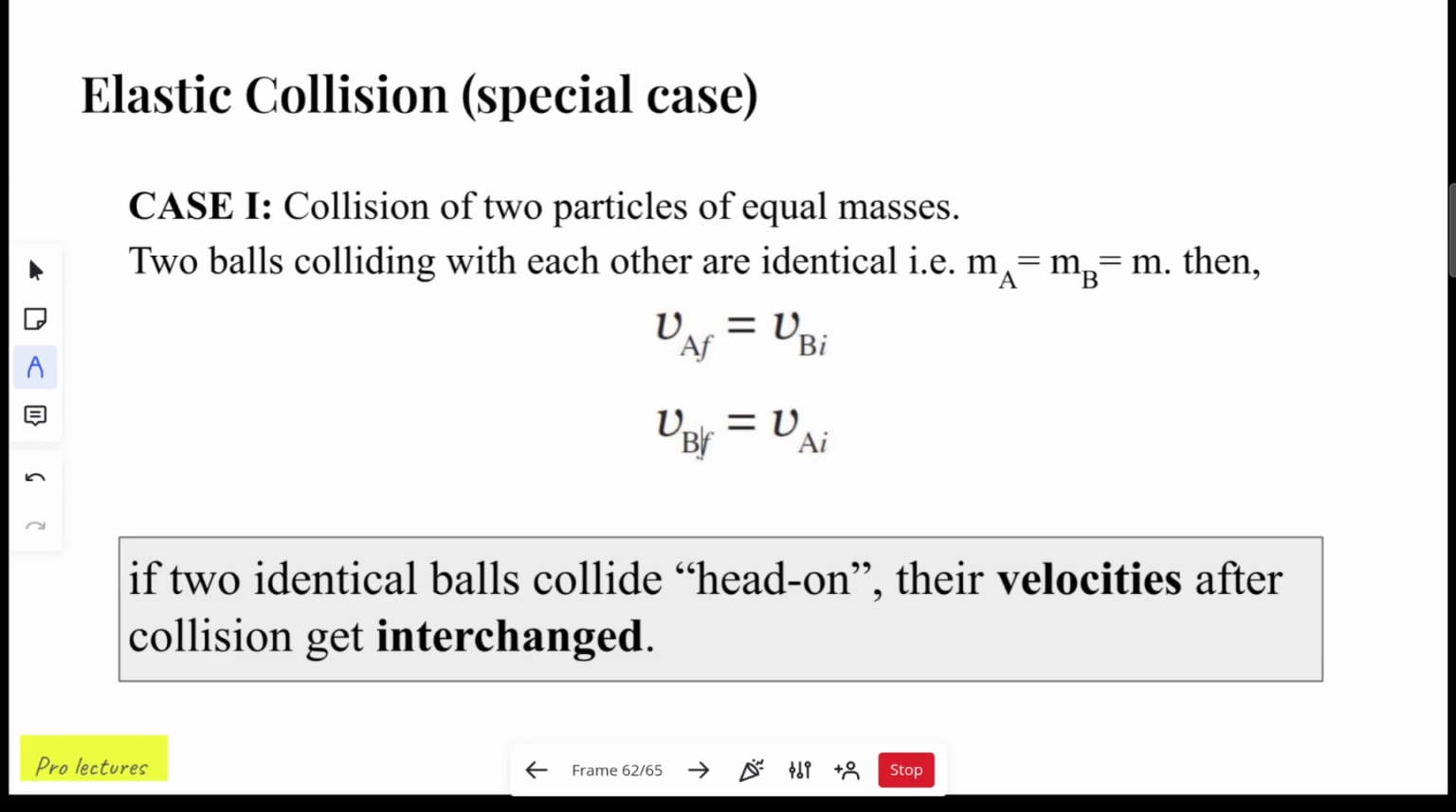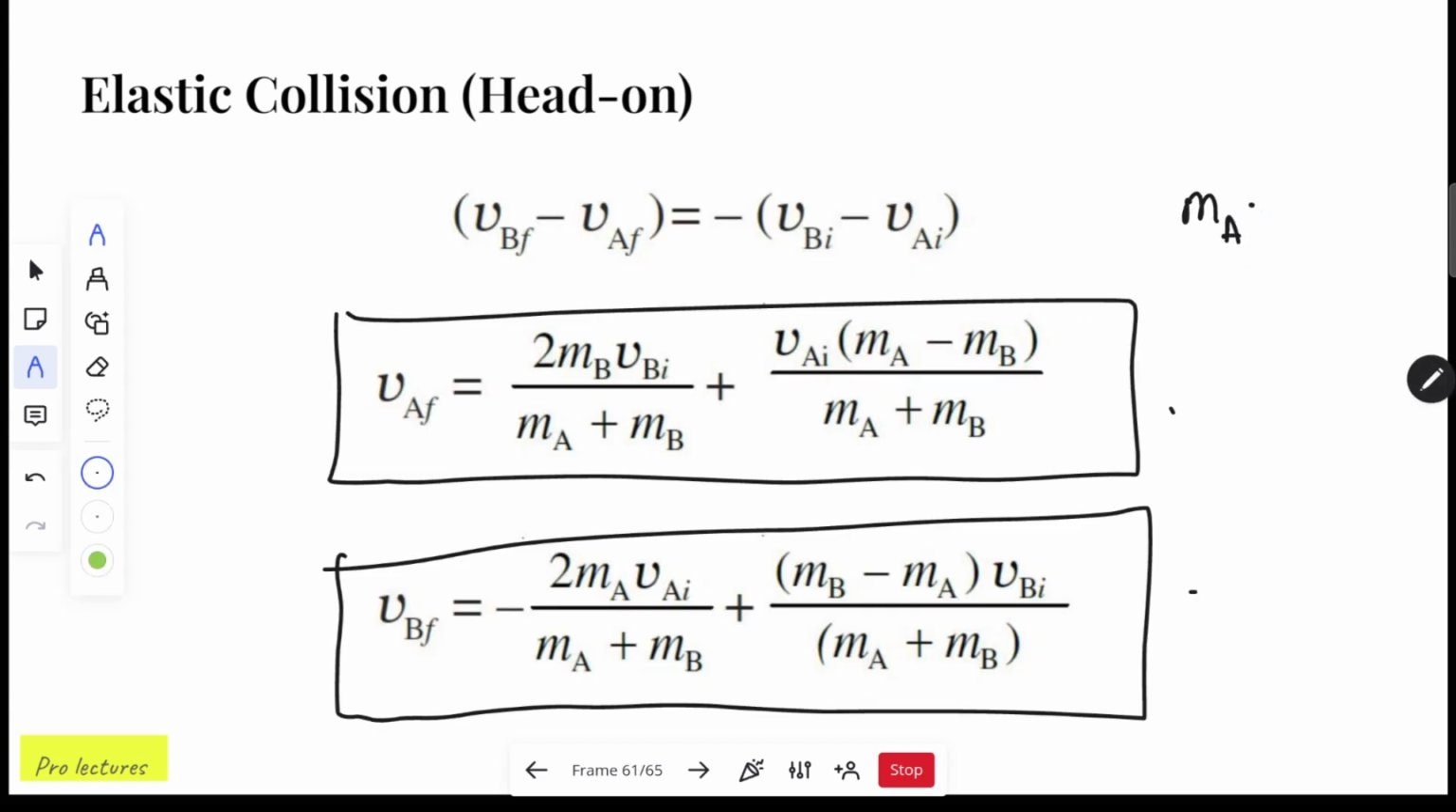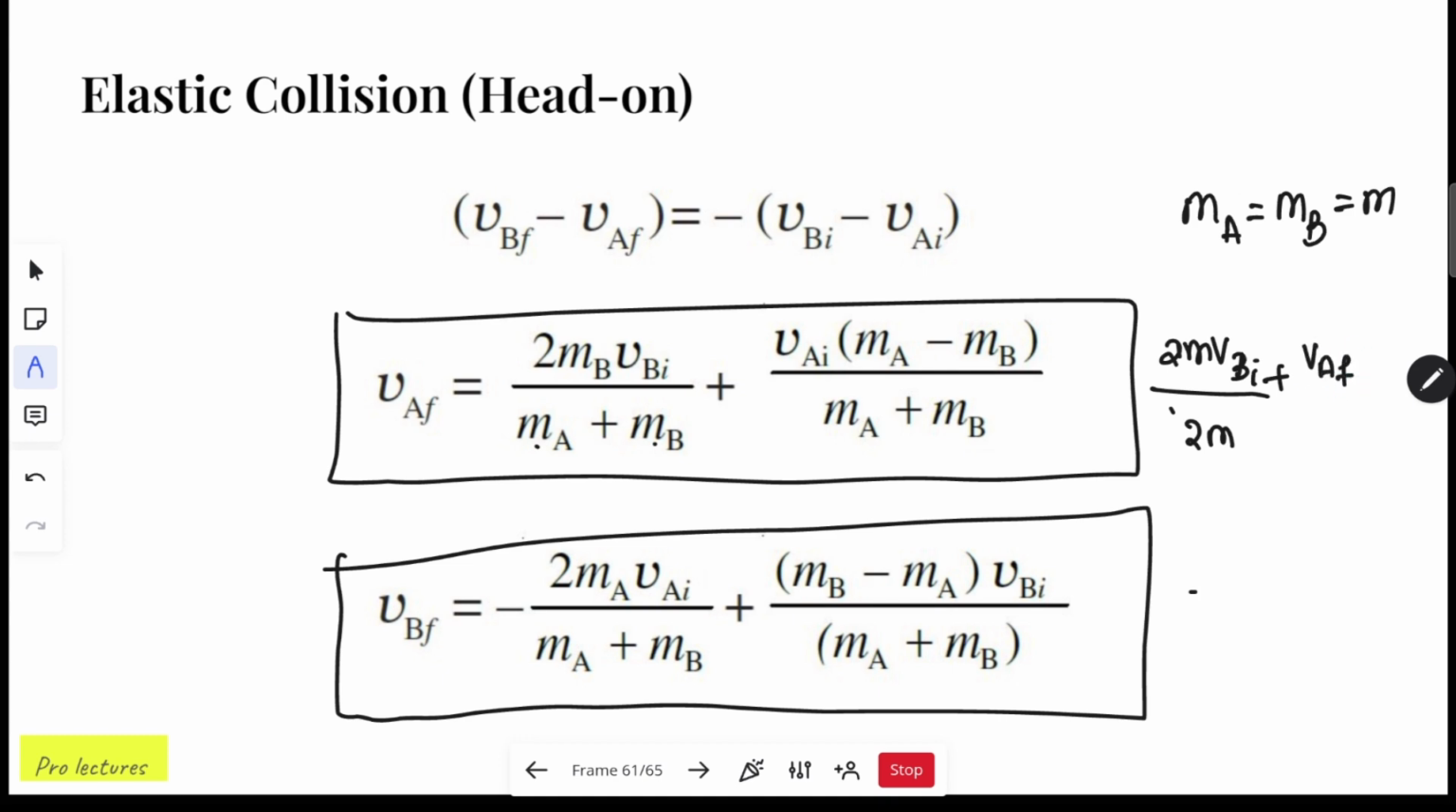Now, suppose the two balls are identical, that is MA equal to MB. So initially the condition is identical, MA equal to MB is equal to M. So this will be M. This will be 2M. So it will be 2MVBI divided by 2M plus VAI. M minus M is 0. This is 0. So the whole part is 0. M to M cancels. So VAF is equal to VBI.